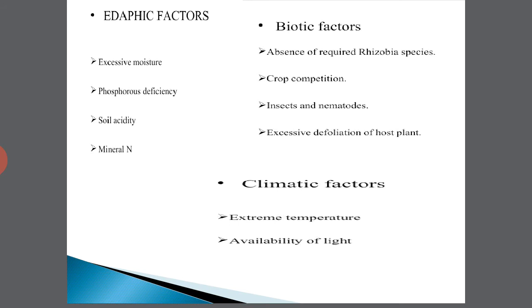The third factors are climatic factors. If the temperature is in excess, it can affect the amount of nitrogen in the soil, as well as the availability of light. If light is not available in sufficient amount, then again the plants will not be able to convert the atmospheric nitrogen into the soil through their roots, and then plants will not grow properly.